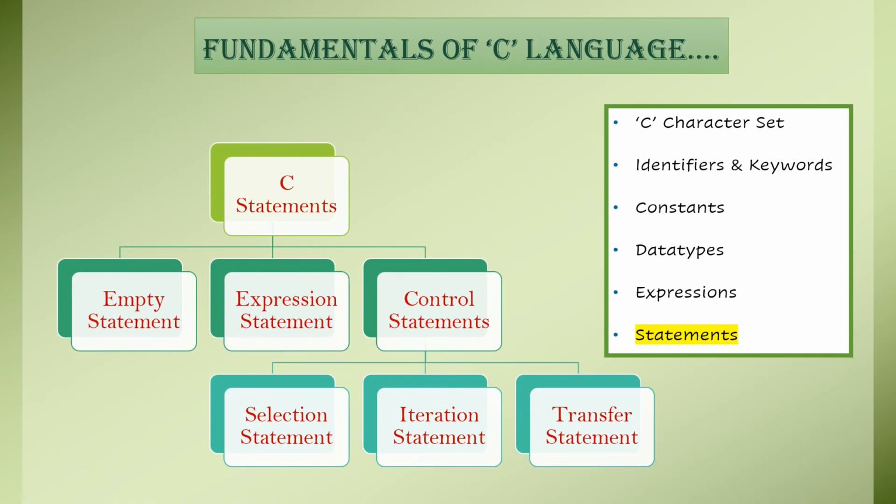Now next, statements. We have C statements: one is the empty statement, that means only a semicolon, and the expression statement. Expression statement means we are writing a combination of constants, variables and operators so that an executable statement can be formed, and some control statements like selection statement, iteration statement and transfer statement. Statements cause the computer to carry out some actions, like we want to perform some actions according to some conditions or according to some executable statements.